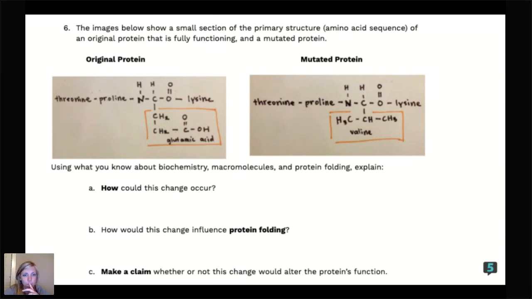Valine looks like this. So the question says, using what you know about biochemistry, macromolecules, and protein folding, explain, A, how could this change occur? How could we have gone from a glutamic acid amino acid to valine? B, how would this change influence protein folding? And then C, make a claim whether or not this change would alter the protein's function. So go ahead and answer A first. How could this change happen? How would all of a sudden we have glutamic acid and then now it's valine? How could something like that happen?